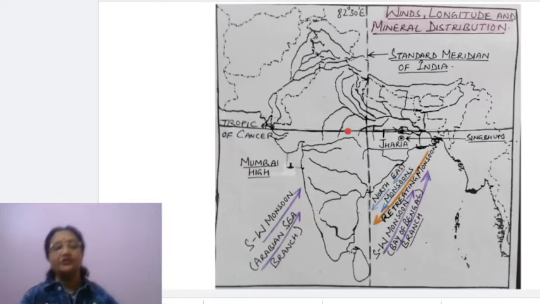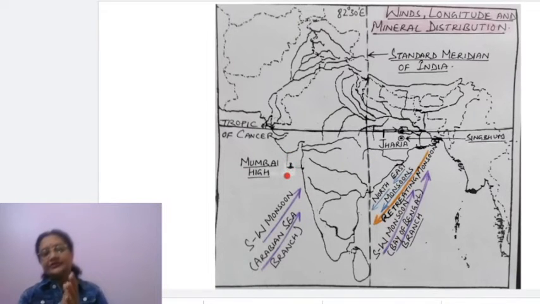Number 3, what you have to mark here in this map, you can see the 3 places important for the mineral deposits. Number 1 is Mumbai High. Number 2 is Jharia. And number 3 is again just a little below it, that is Singhbhum. Clear?